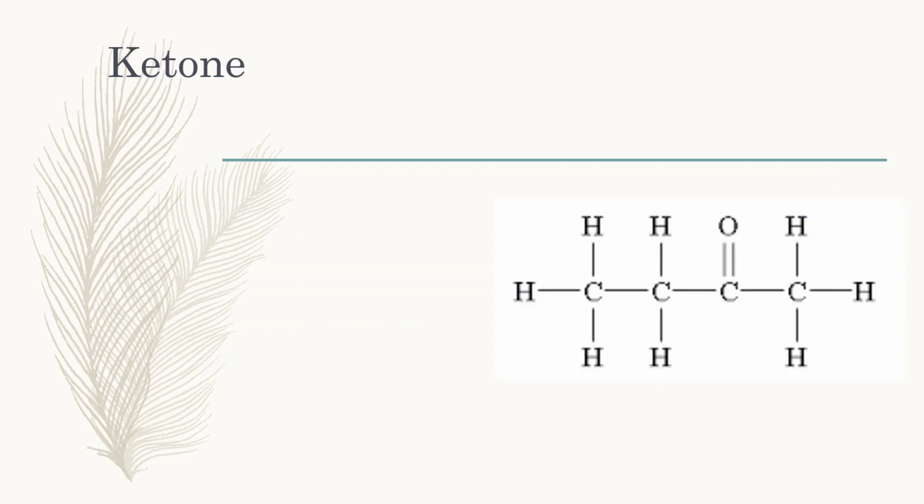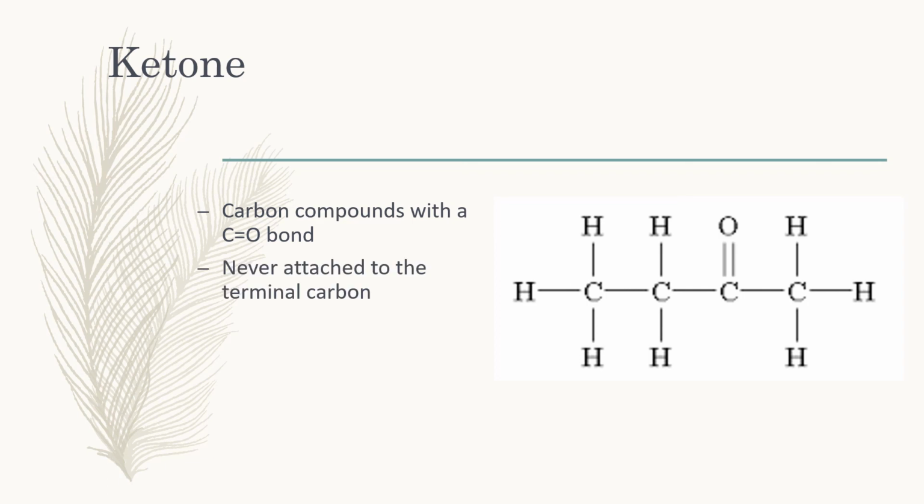Not to be confused with ketones, which again have a carbon compound with a C double bond O, but in their case it is not on the end, it is instead somewhere in the middle. It's never attached to a terminal carbon. They have a -one ending, this one being butan-2-one.